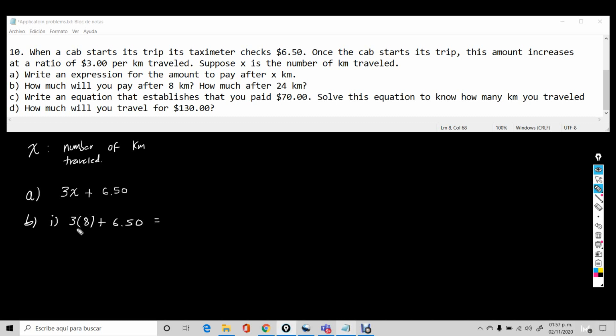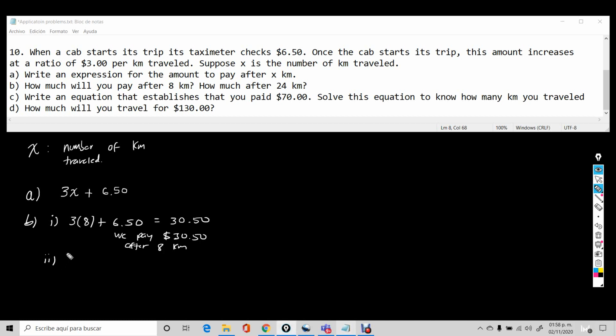How much is that going to be? 3 times 8, 24, plus 6.50. That's going to be 30.50. So we're going to pay 30.50, okay? Let's write in here. We pay $30 with 50 cents after 8 kilometers.